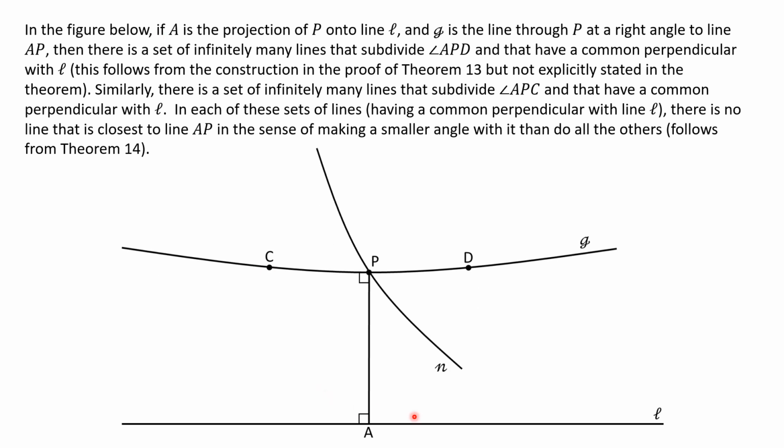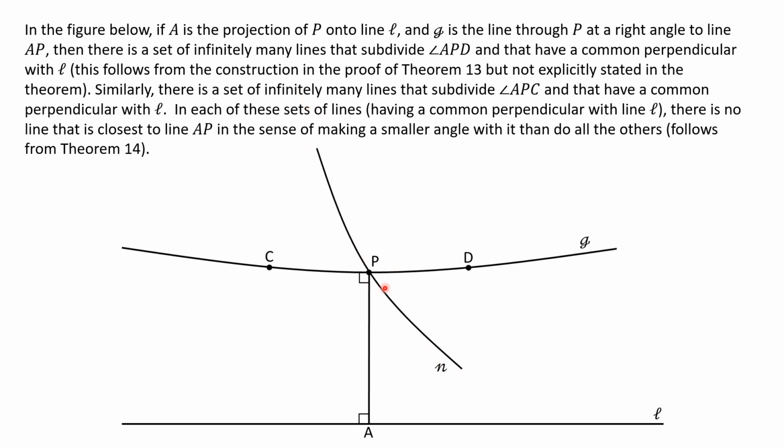In the figure, we have a line L, a point P, and we drop a perpendicular down to L. It intersects at A, it makes a right angle here. Then we draw the line G that's perpendicular to AP. Under these conditions, there is a set of infinitely many lines that subdivide APD and that have a common perpendicular with L. This follows from the construction in the proof of Theorem 13. So I'm just showing one such line here, N.